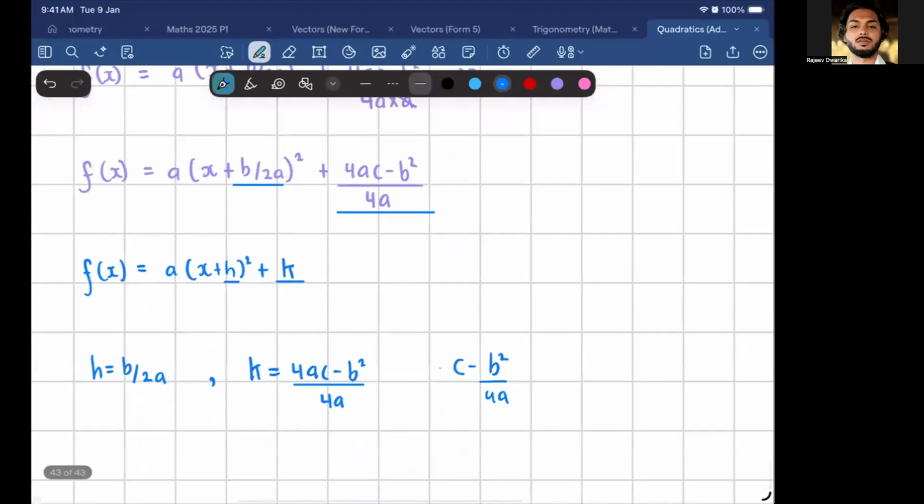Zachary, do you know how you would get C minus B squared over 4A from here? Tell me, how would I get C minus B squared over 4A from this point? I'm not really sure. Okay. Caleb, you were saying something? Cancel out the 4A. Okay, well, you can't just do that. You've got to break it up into parts before you do that.